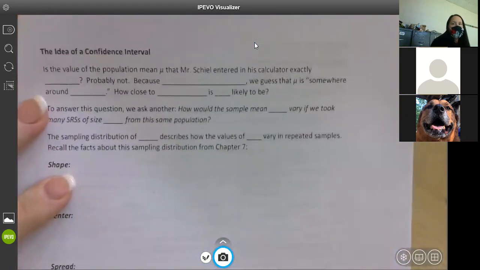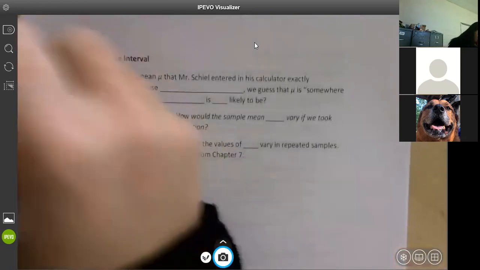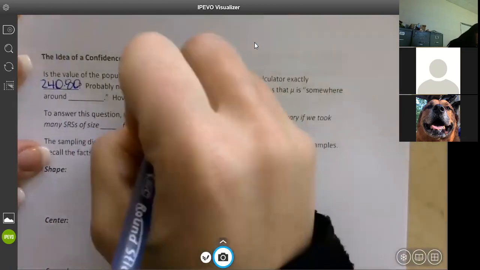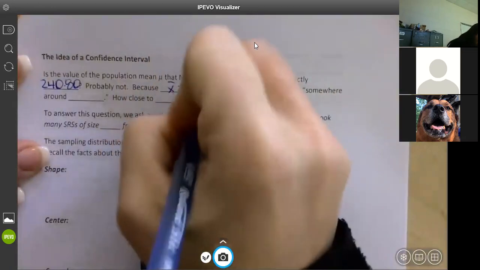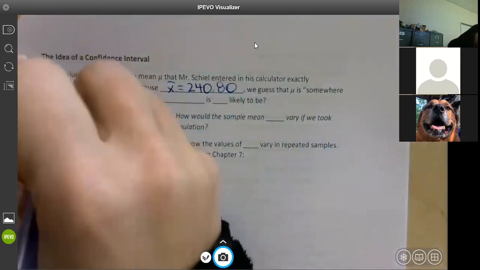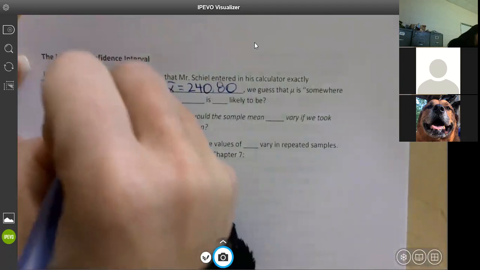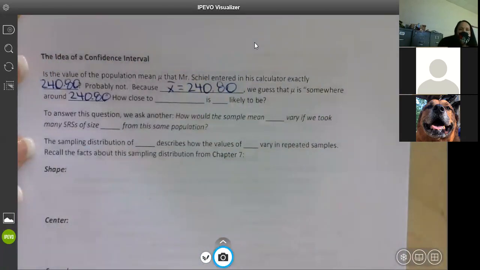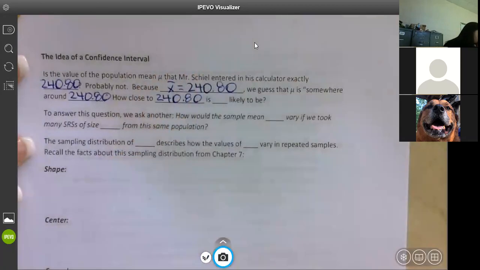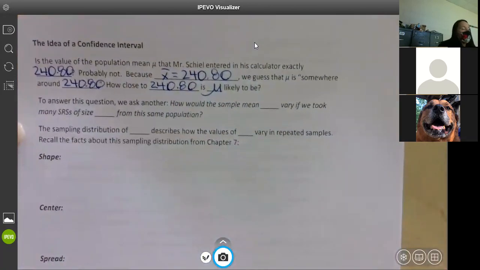All right. Is the value of the population mean mu that Mr. Schill entered in his calculator exactly 240.80? Probably not, because that's actually X bar. We guess that mu is somewhere around that number. How close to 240.80 is mu likely to be is what we're going to look at. Okay, so that's the question that we're trying to ask in chapter 8.